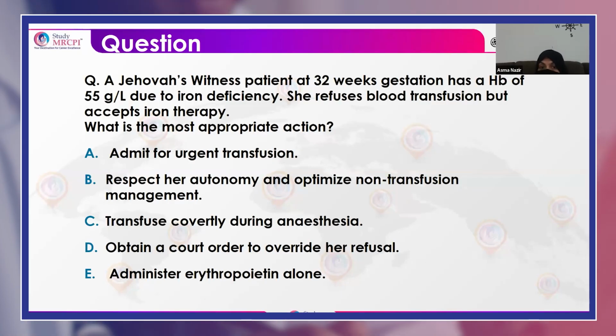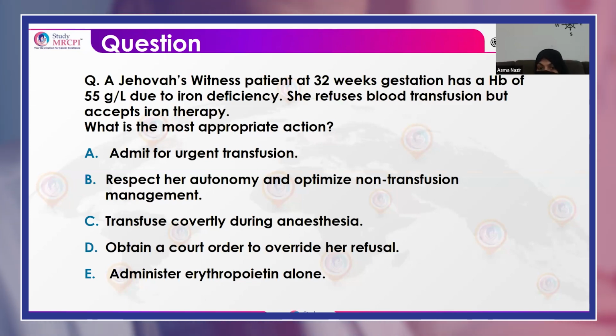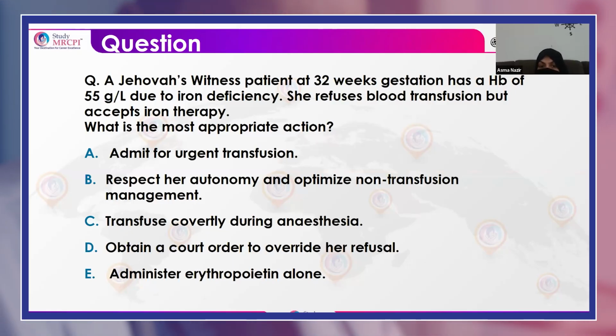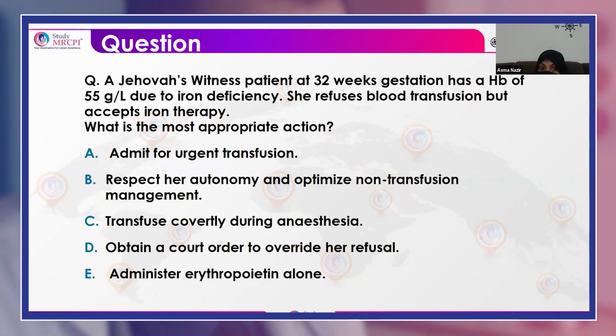Option A, admit for urgent transfusion. Option B, respect her autonomy and optimize the non-transfusion management. Option C, transfuse covertly during anesthesia. Option D, obtain a court order to override her refusal. Option E, administer erythropoietin alone. So let's check what the answer is.